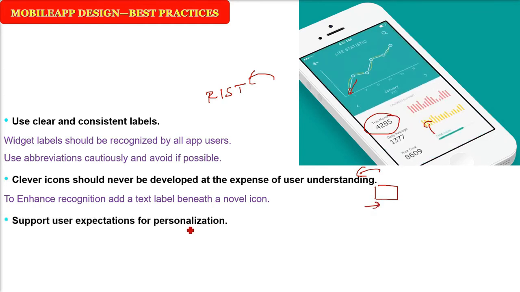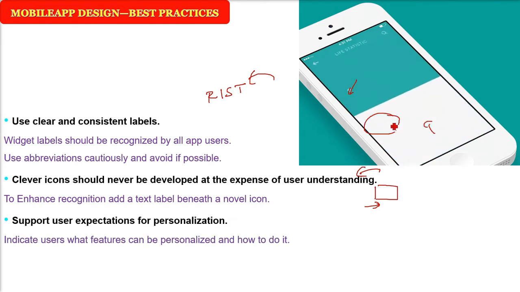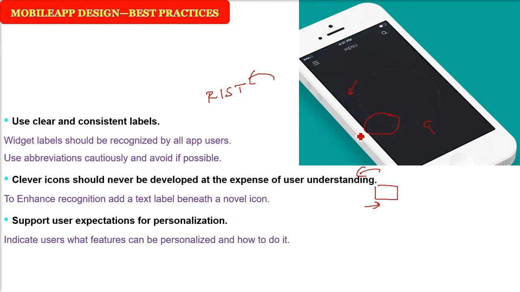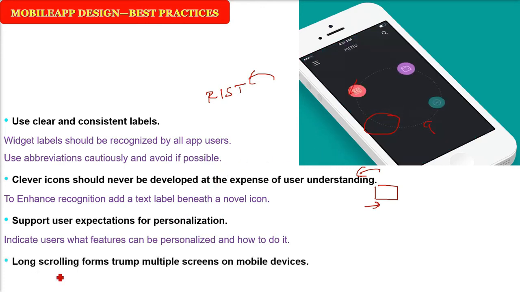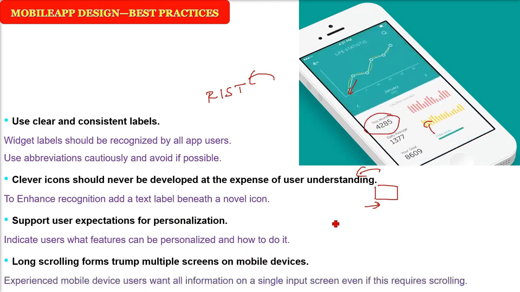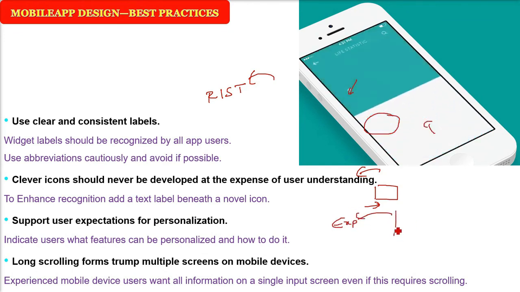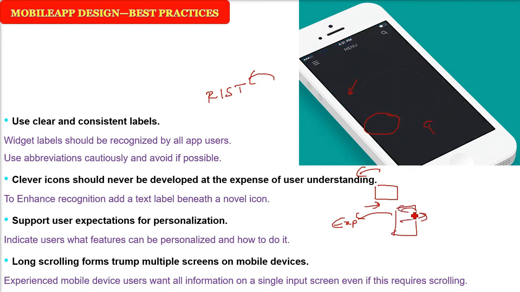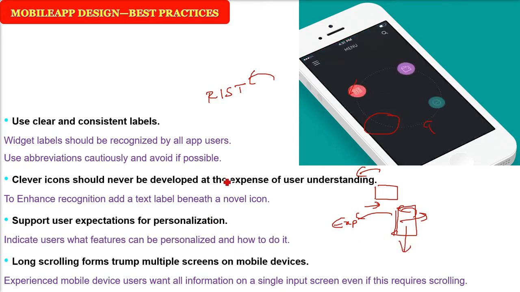Then support user expectation for personalization. This mobile is a personal thing. It is kept personally. So indicate to users what features can be personalized and how to do it. Long scrolling forms trump multiple screens on multiple devices. Experienced users are happy with only one screen. They just want to scroll and do everything on one screen. So try to be faithful to them.